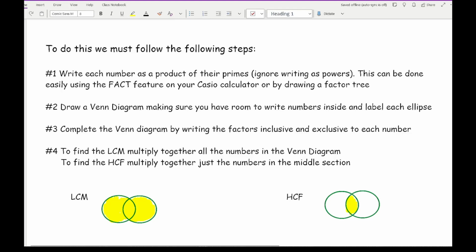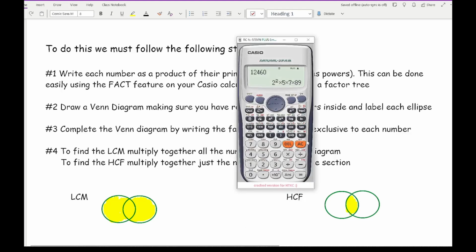Now, just a quick little reminder on how you actually do that is if you just type in any number, so let's go for 1250. I press equals, so just make sure it's on the bottom half of your screen, and then press shift, and then what you want to do is press the button. You should see a little second function feature that says fact, and if I press that, it will automatically convert the number into a product of their primes.